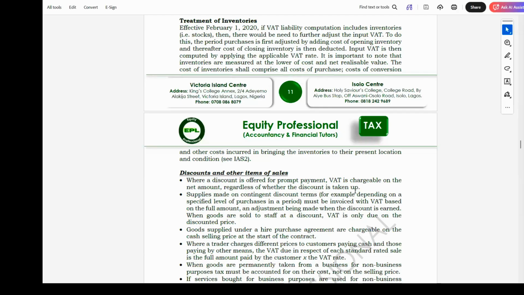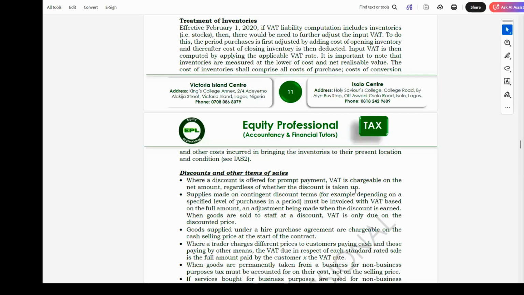So when somebody is selling an item to you for 100 naira, but that person says, instead of you paying in 2 months' time, if you pay me in 2 weeks' time, instead of paying 100 naira, you should pay 90 naira. When you are calculating the VAT, it will be calculated on the net amount, which is the 90 naira, and not the 100 naira, because the seller did not collect the 100 naira.